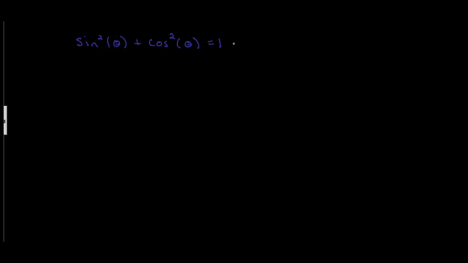Let me just point this out because this is important. What that means, for example, is if you had the sine squared of 30 degrees, and you added that to the cosine squared of 30 degrees, that should be equal to 1.